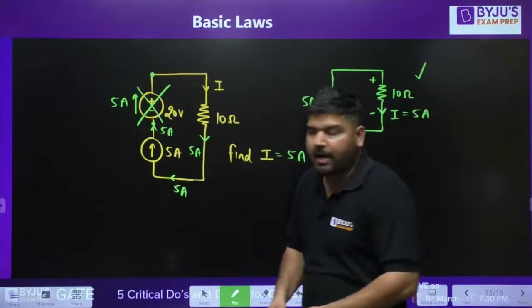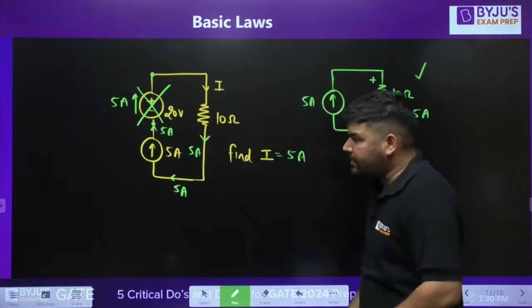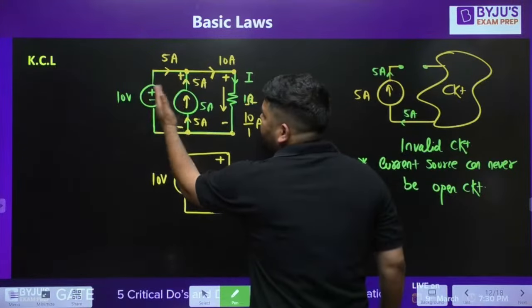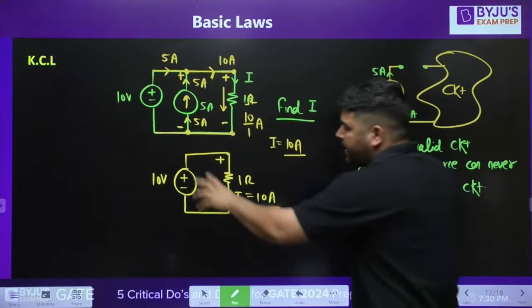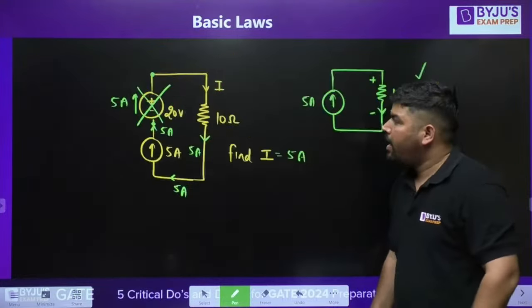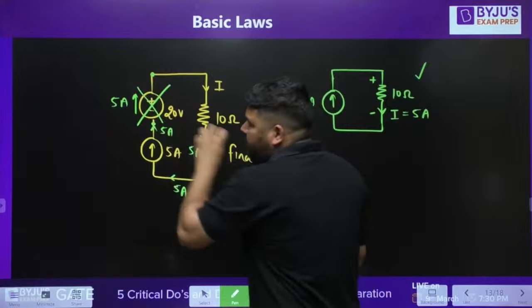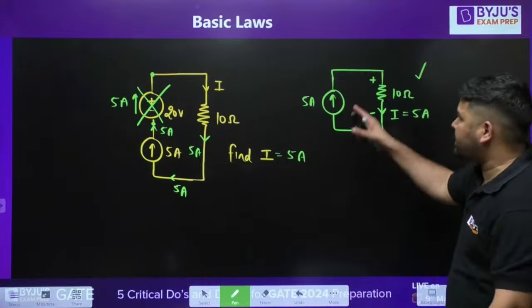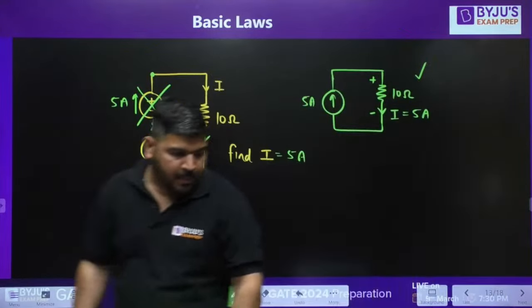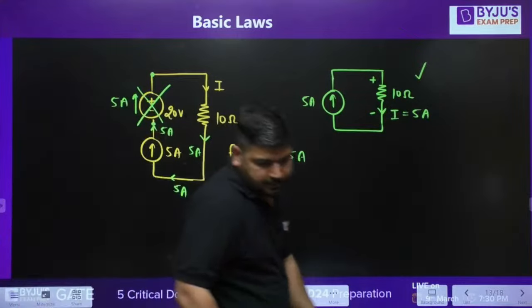So remember this. As far as this resistance is concerned, if the voltage source and current source are in parallel, you can replace it with a voltage source only, as far as the answer is concerned. And if the voltage source and current source are connected in series, you can always replace with a current source. I hope it is clear, guys.